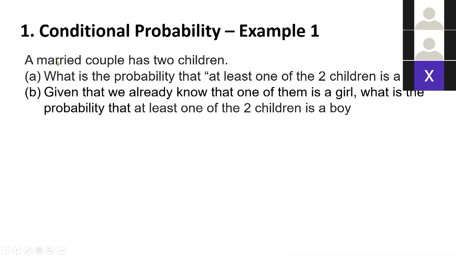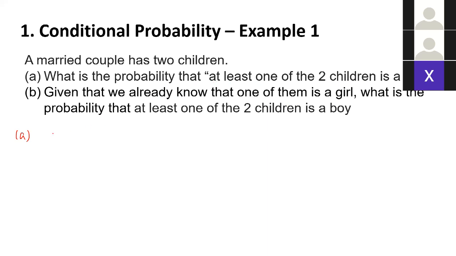Example 1. Married couple has two children. A, what is the probability that at least one of the two children is a boy? B, given that we already know that one of them is a girl, what is the probability that at least one of them is a boy? Okay, so for the first question, what is the probability that at least one of the two children is a boy?